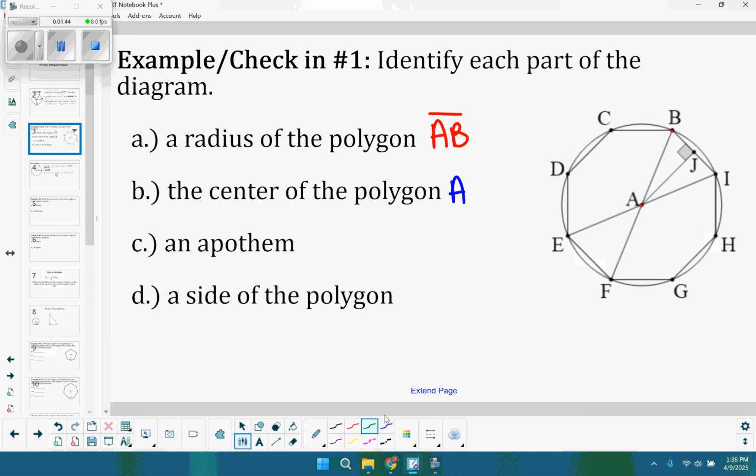The apothem has to go from the center to a right angle on the side. So the only one drawn here would be A to J. And then a side of the polygon, since this is an octagon, there's 8 possible answers. So we could say CB, BI, IH, HG, GF, FE, DE, CD. So let's start with CB.